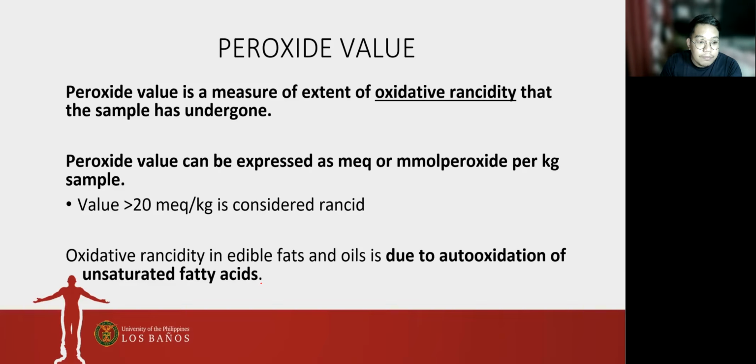And the value of PV, para masabi natin siya ay rancid, ay dapat greater than or equal to 20 milliequivalent per kilogram. Okay? Actually, kapag mga values below 20, kunwari mga 15 to 20, slightly rancid na yon. Okay? So the oxidative rancidity in edible fats and oils is due to auto-oxidation of unsaturated fatty acids.